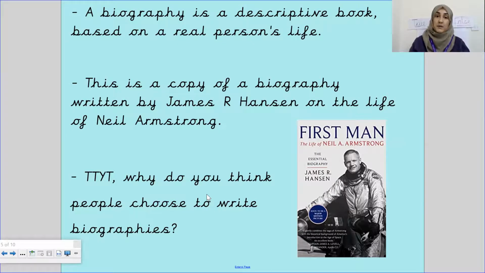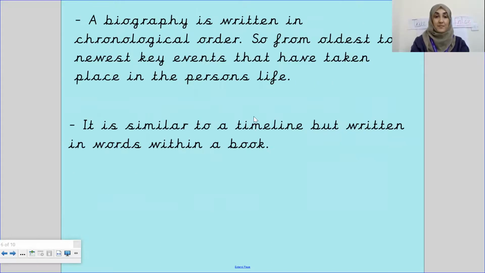But you could also read his biography, and it's written in chronological order. Well done. So if you would like to know everything about Neil Armstrong's life, you could read a biography. Remember, a biography is written in oldest to newest key events. It's very similar to a timeline, but it's written in words within a book. Yesterday, when you completed your timeline activity, you just wrote born in and then the key date. A biography is in the exact same chronological order, but it's more descriptive. It describes the events more.